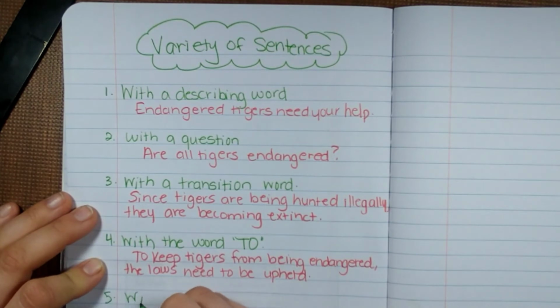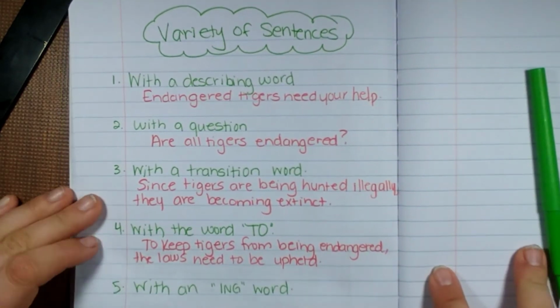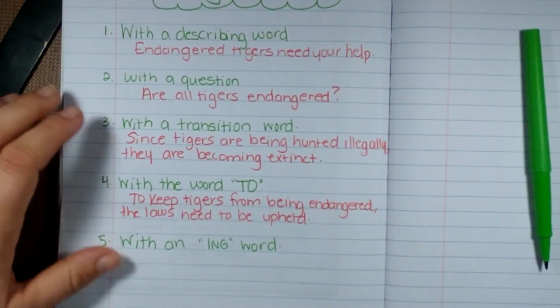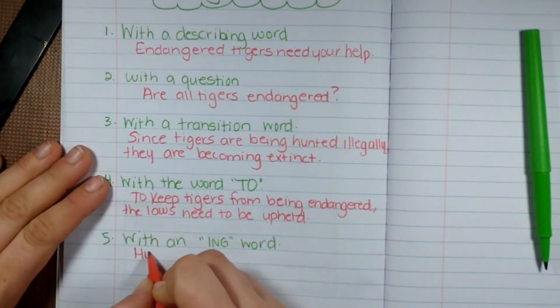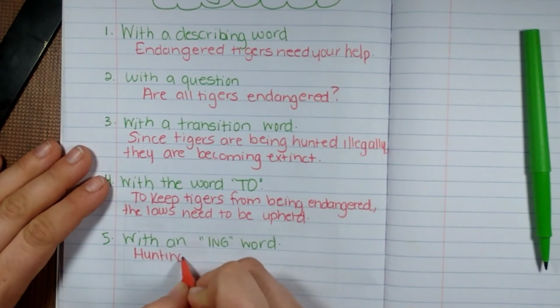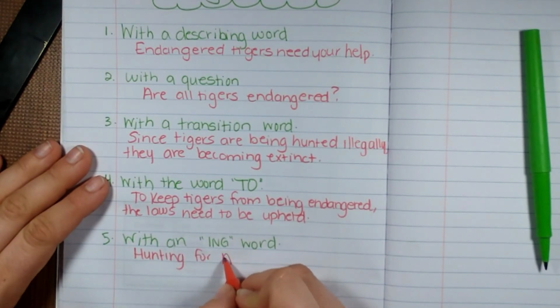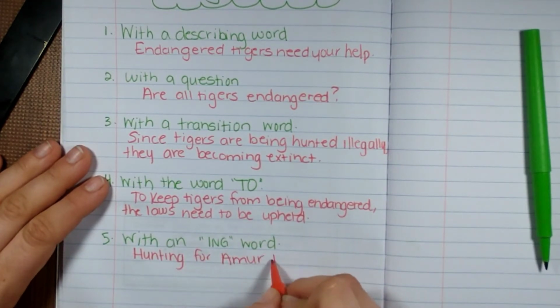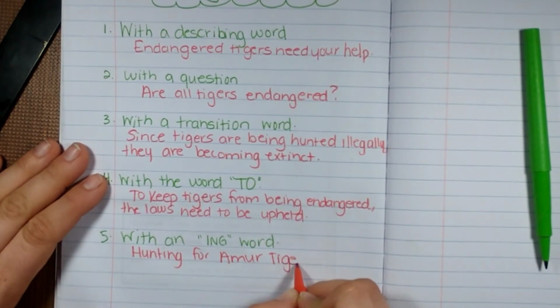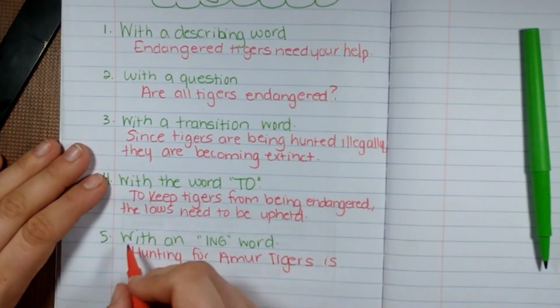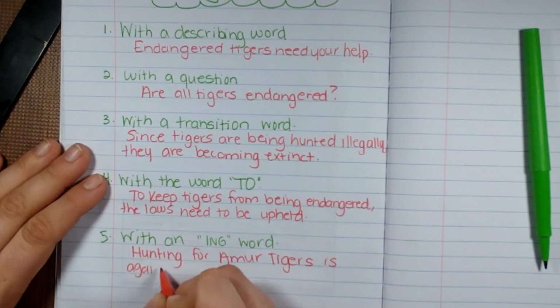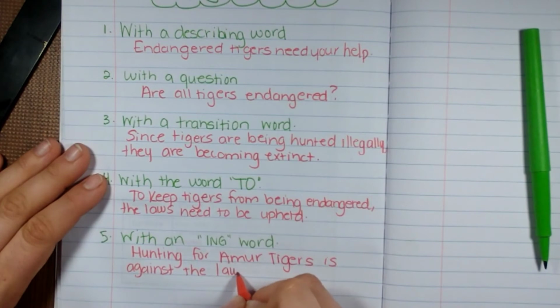Five, you can use a sentence with an ing word. Hunting for Amur tigers is against the law. Amur, I am not sure if I said that right. And the ing would be hunting.